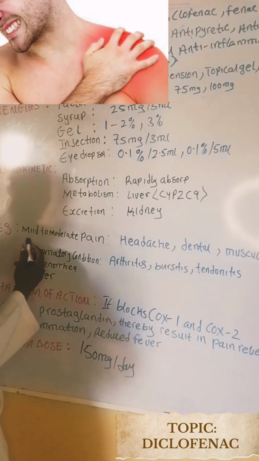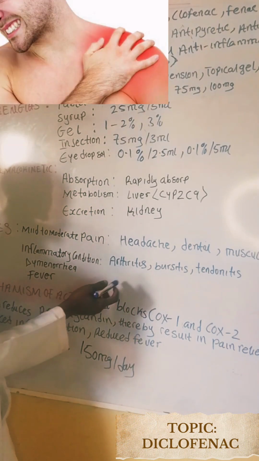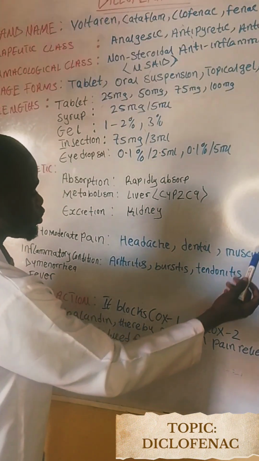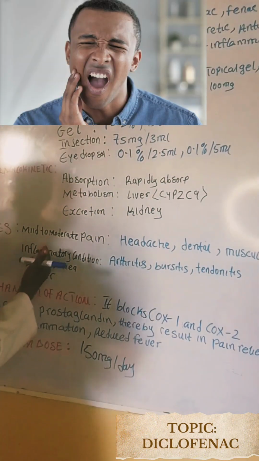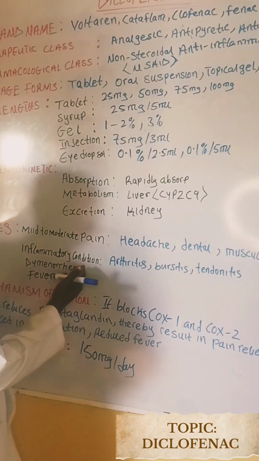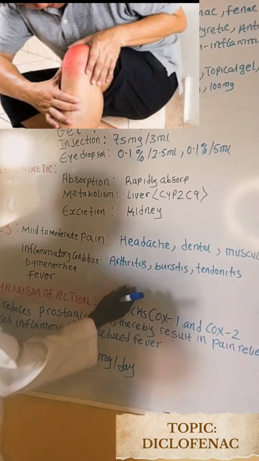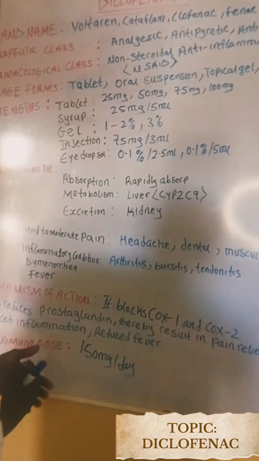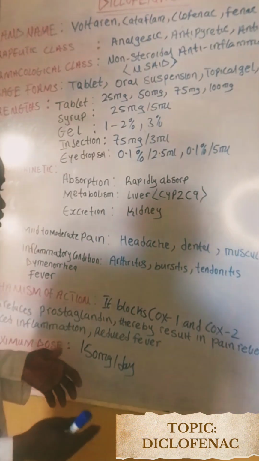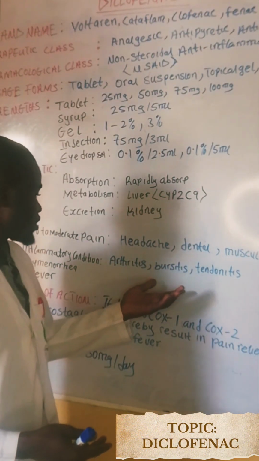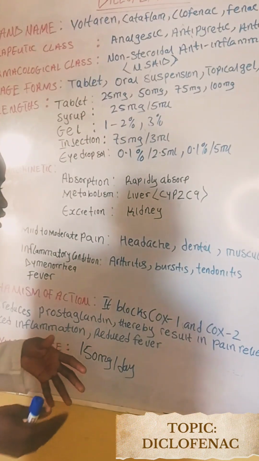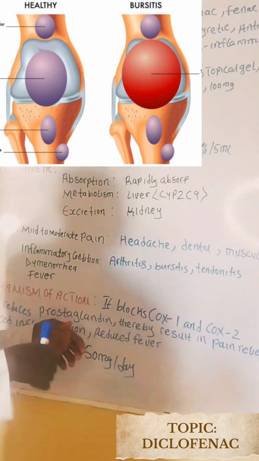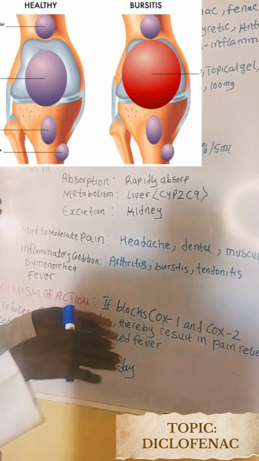Diclofenac is used in mild to moderate pain like headache. We have dental pain, and we also have musculoskeletal pain. And we also use it in inflammatory conditions such as arthritis, that is inflammation due to collagen, or due to the bone like osteoarthritis. We also use this in bursitis. This is a small fluid-filled sac in our body, between the joints of our bones.